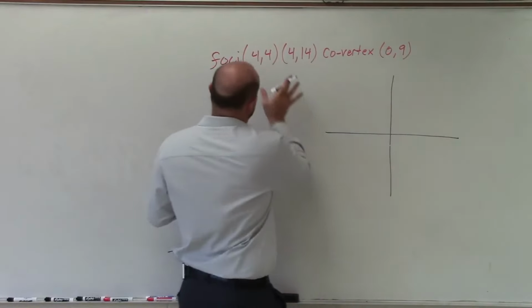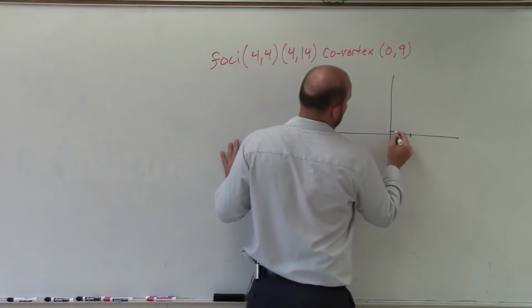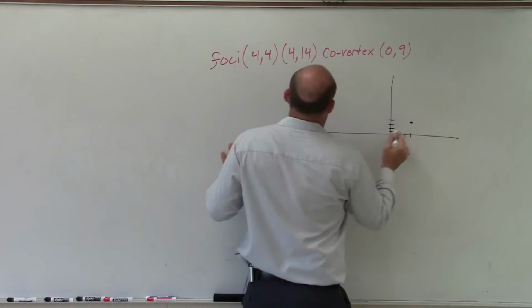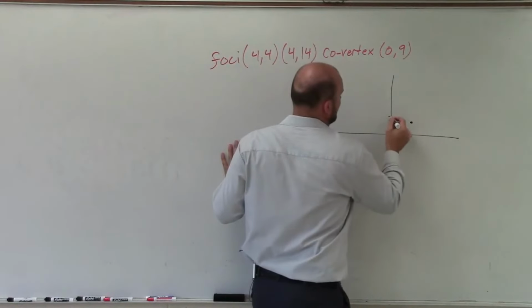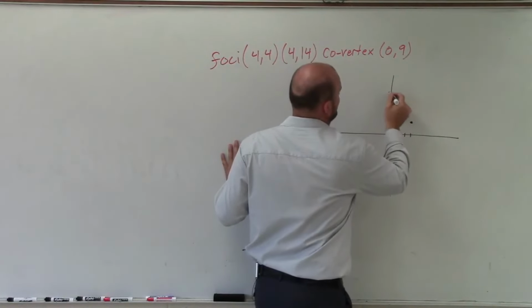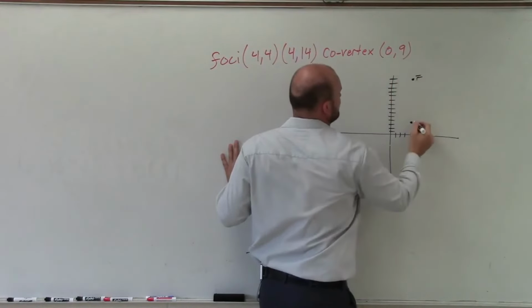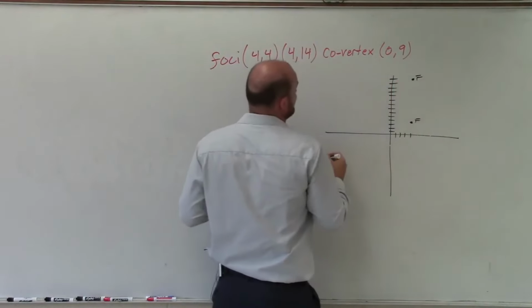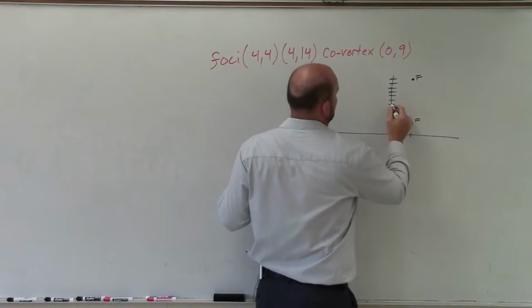OK, so the foci are at 4, 4 and 4, 14. So 1, 2, 3, 4, 1, 2, 3, 4. And then at 4, 14: 4, up 4, 5, 6, 7, 8, 9, 10, 11, 12, 13, 14. OK, so remember, these are the foci. And then one covertex is at 0, 9. 1, 2, 3, 4, 5, 6, 7, 8, 9.